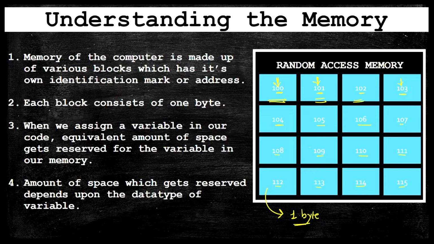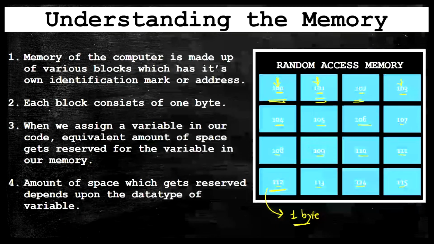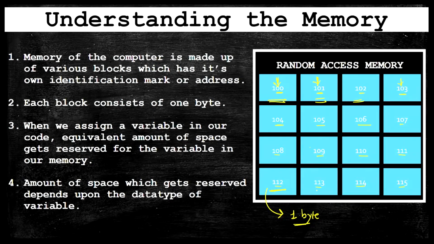Every block consists of 1 byte. That is, the size of this one block, 112, is 1 byte. Size of 113 is again 1 byte. Size of 114, 1 byte. 115, 1 byte again. So what is the unique feature of the block? That it is 1 byte.